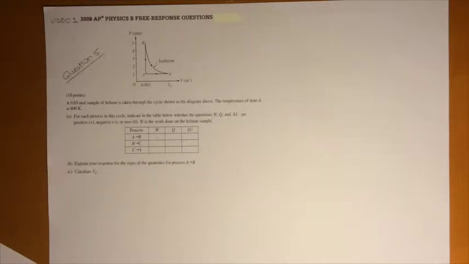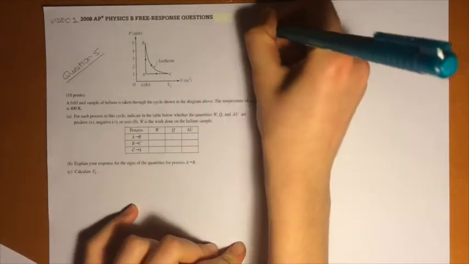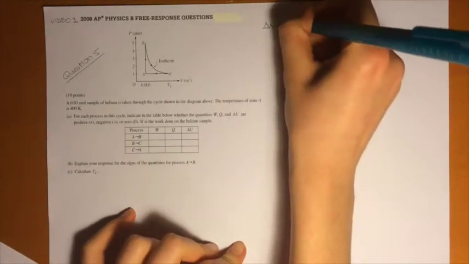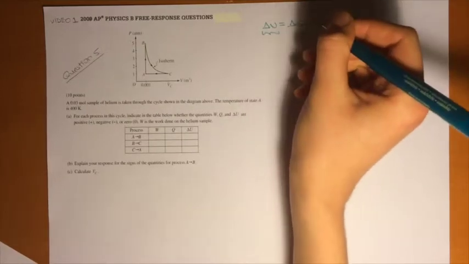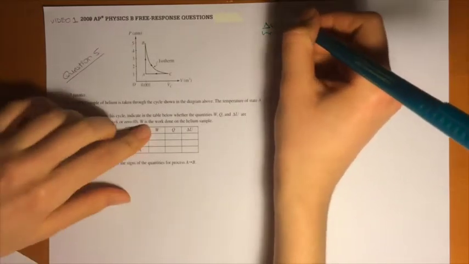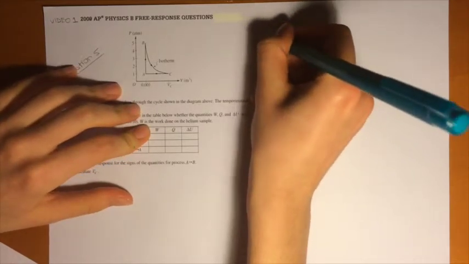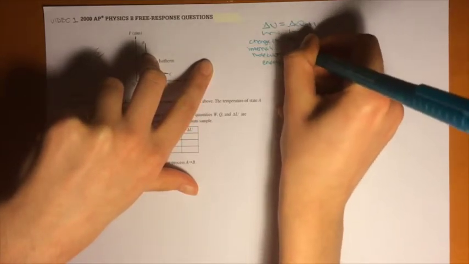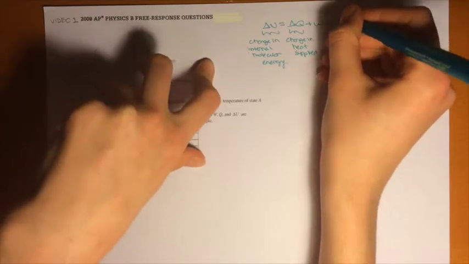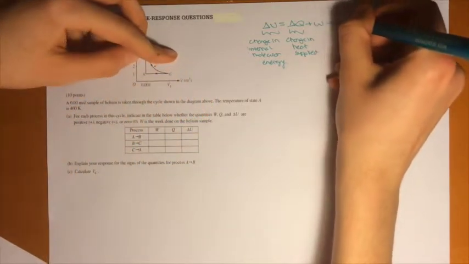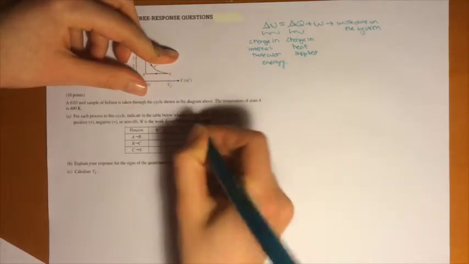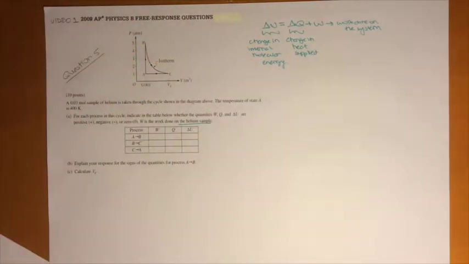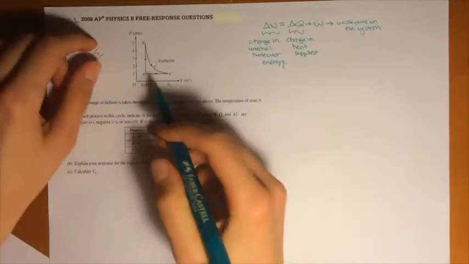Calculate the volume of C. So the first law of thermodynamics is delta U equals delta Q plus W. Delta U is the change in internal molecular energy. Delta Q is the change in heat supplied. And W is the work done on the system. In this question, the system is the helium sample. Okay, so then I want to look at the PV graph.